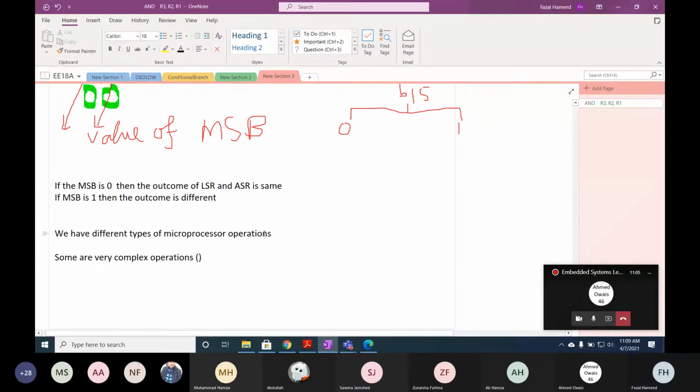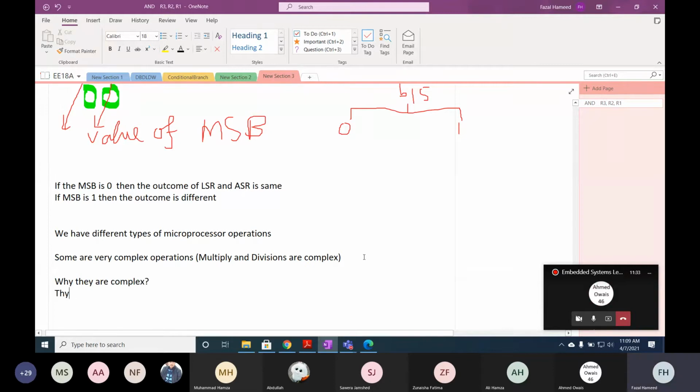Anybody? Multiply and divide. These two operations are very complex operations. Divisions are complex operations. Why are they complex operations?